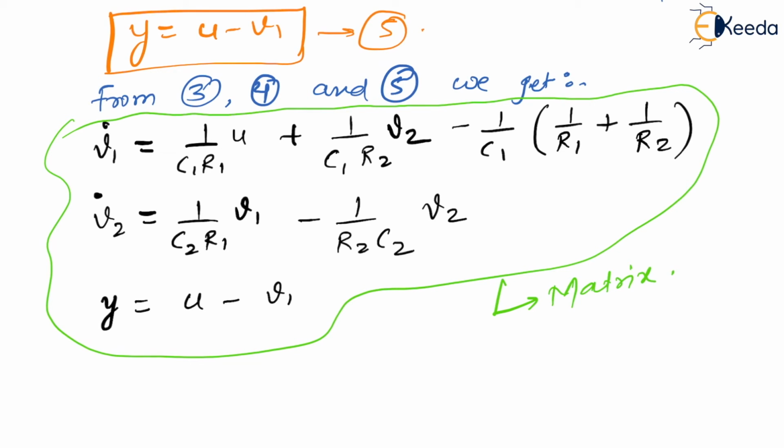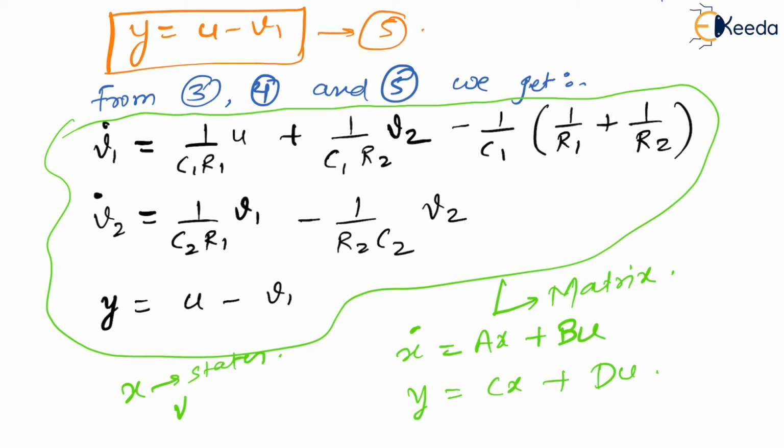Now you please tell me. We know that x dot is equal to Ax plus Bu, and y is equal to Cx plus Du, right? Now we have taken states. This x is nothing but states, and states in our case are nothing but v1 and v2. So in place of this x, we will be writing the v1, v2 vector.